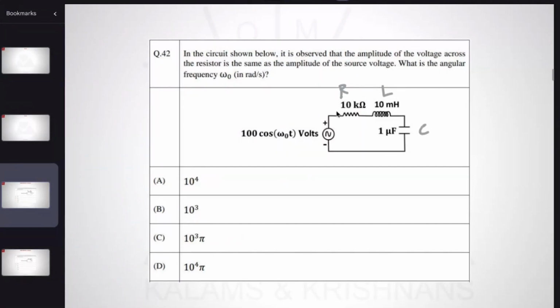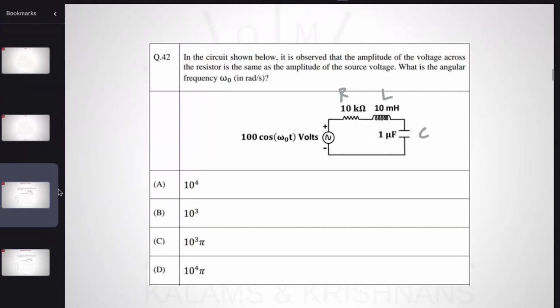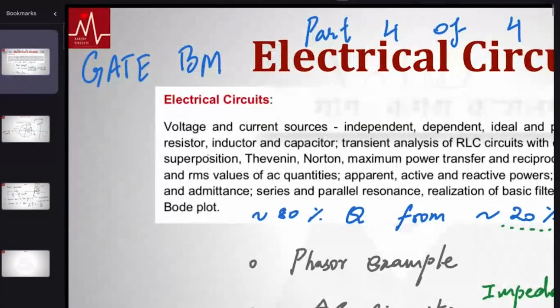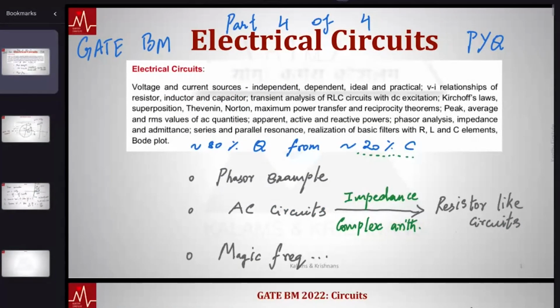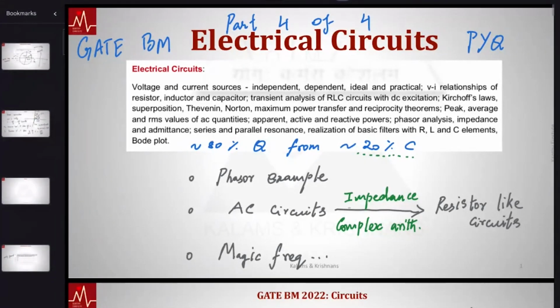Imagine if there were 3 resistors here. Finding the voltage across the resistor is fairly easy. You could apply voltage division. What seems to be complicating this is the presence of this inductor and capacitor, which is where the statement I made on impedance matters. Any AC circuit essentially becomes like a resistor-like circuit if you use impedance. I'll show this, and I also mentioned 3 magic frequencies, right? Let's see if the magic frequency works here, okay?